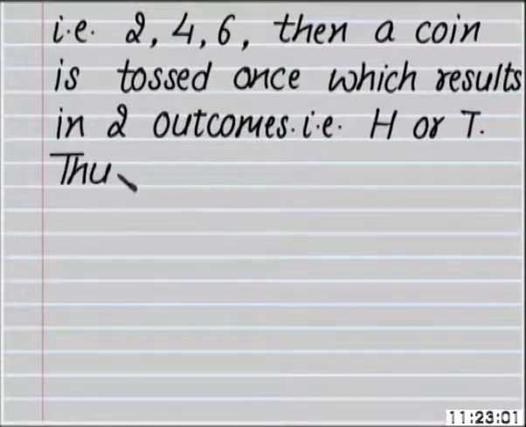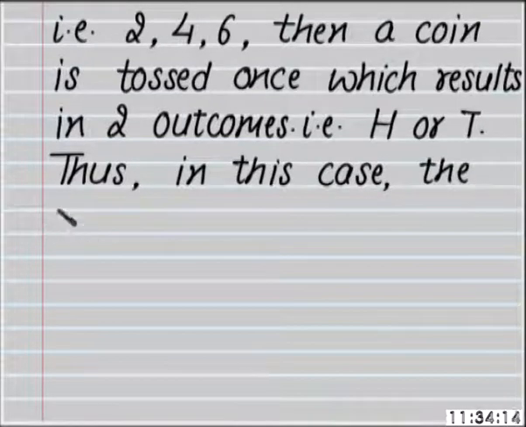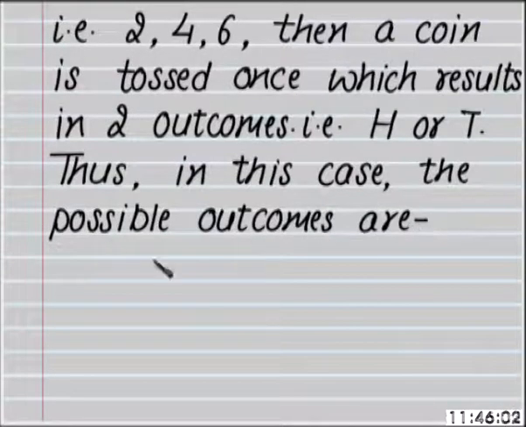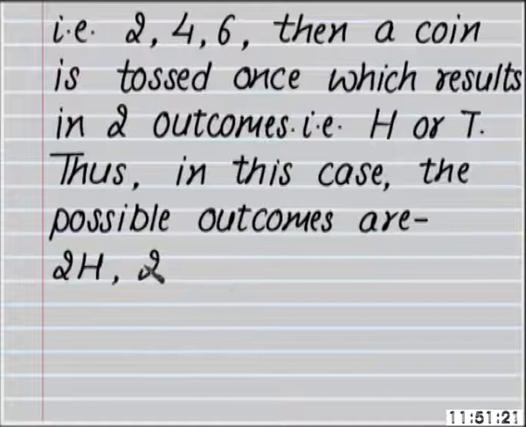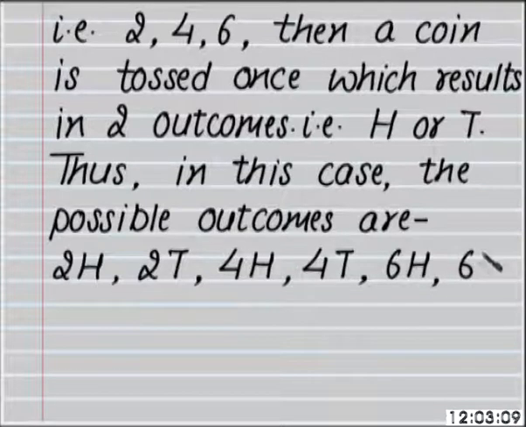Thus, in this case, the possible outcomes are 2H, 2T, 4H, 4T, 6H and 6T.